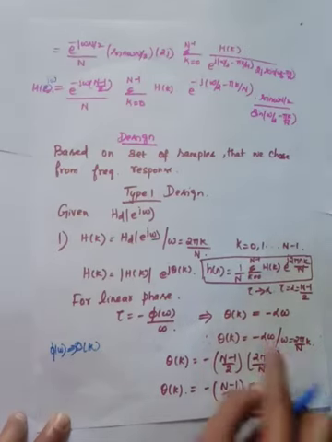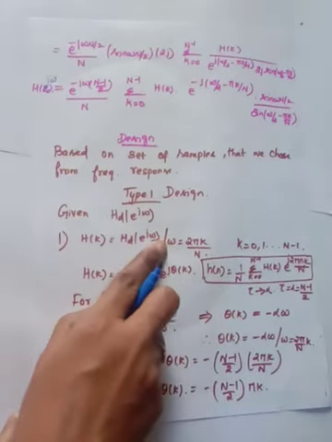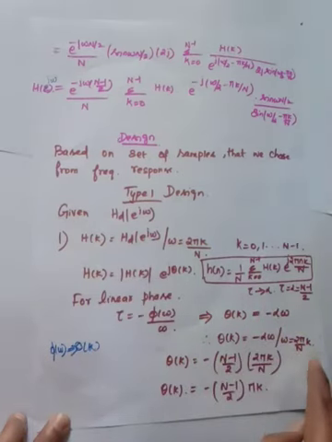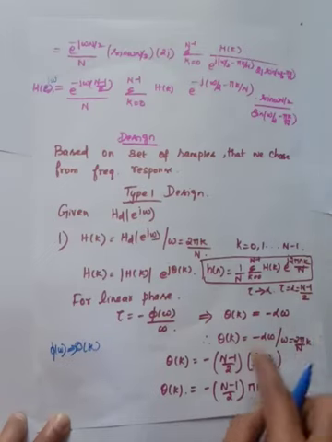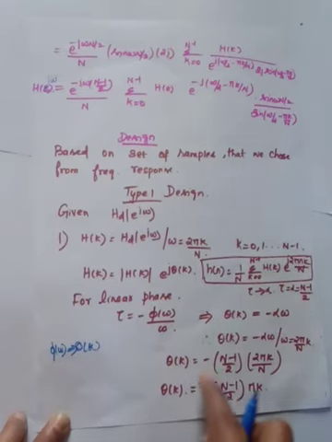Now what I am going to do, according to the procedure, is take omega equal to 2 pi k by n. So substituting omega equal to 2 pi k by n, here alpha equal to (n minus 1) by 2. So I am getting this answer.